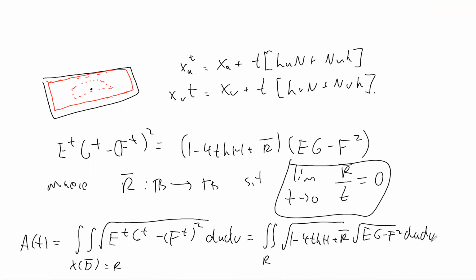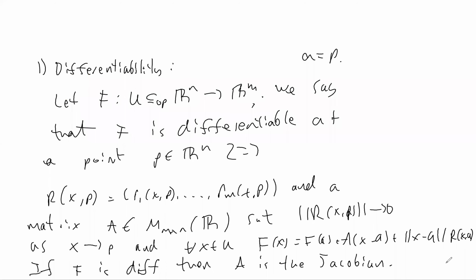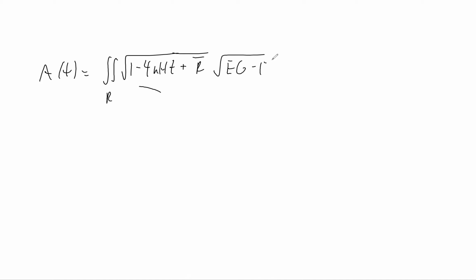Well, I guess what happens in this, A prime of t. I don't know if there's a way to go all the way back. So clear my drawings. Okay, so that was everything. Doesn't matter anyway. So we end up getting A of t, I'll just rewrite it again: R square root of 1 minus 4 tHH, plus or minus R bar, I can't remember exactly, square root of EG minus F squared. So we end up getting that A prime of t is equal to negative 2 HH square root of EG minus F squared.